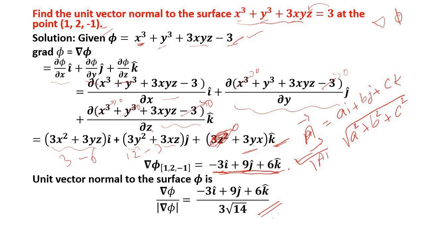Observe, up to the gradient, the procedure is similar to the previous one. For that, I am adding one step, that is finding the ratio of the gradient of a scalar divided by its magnitude. This gives the unit vector normal to the surface, and we denote this by n cap. So this completes the second problem, the procedure of the unit vector normal to the surface.